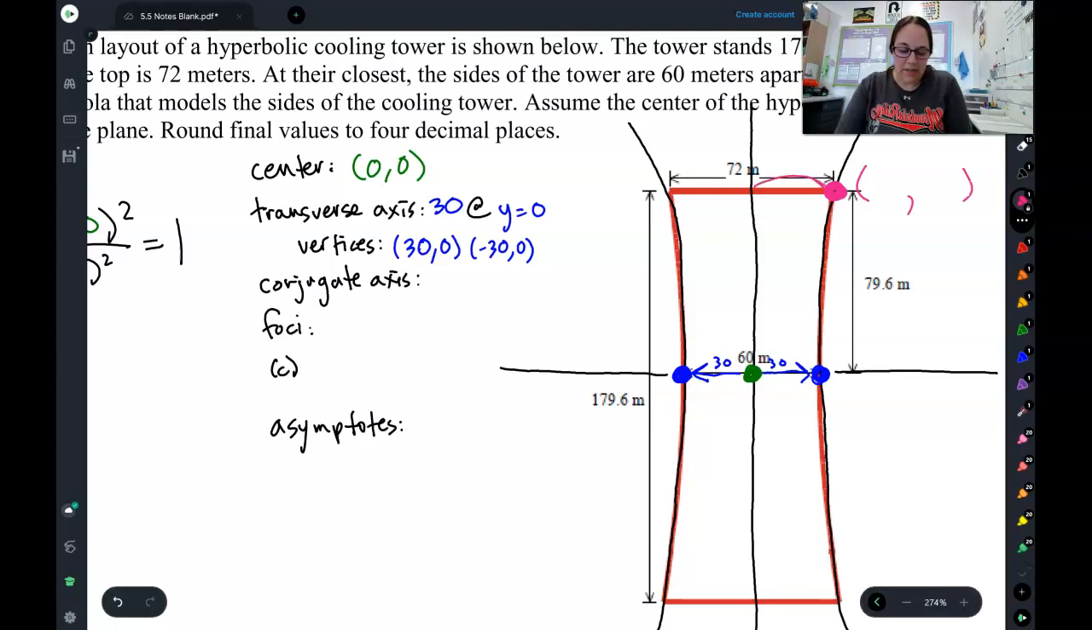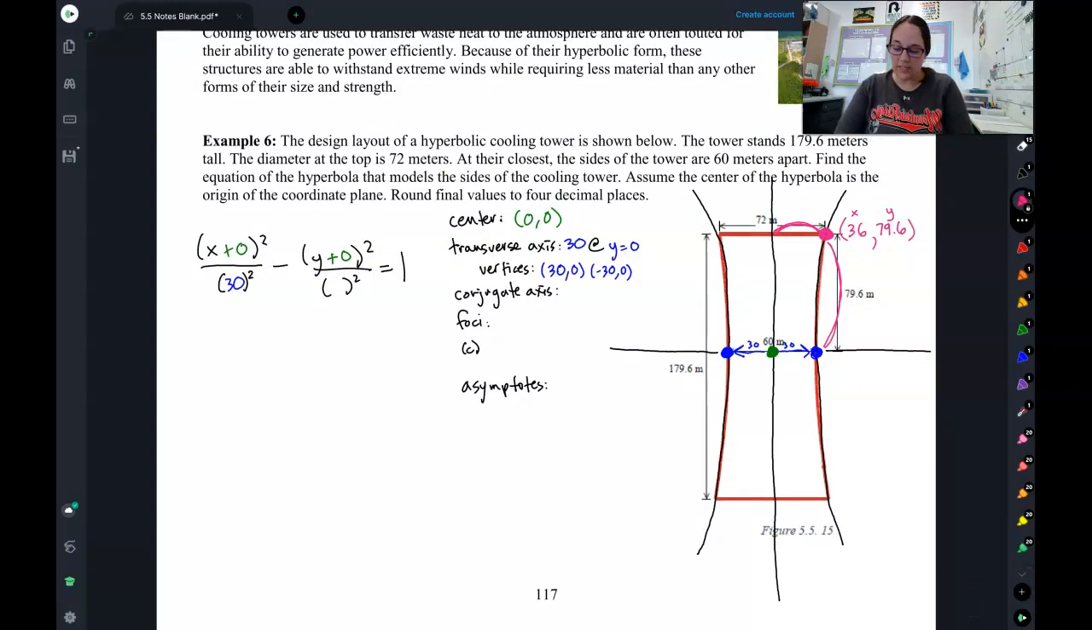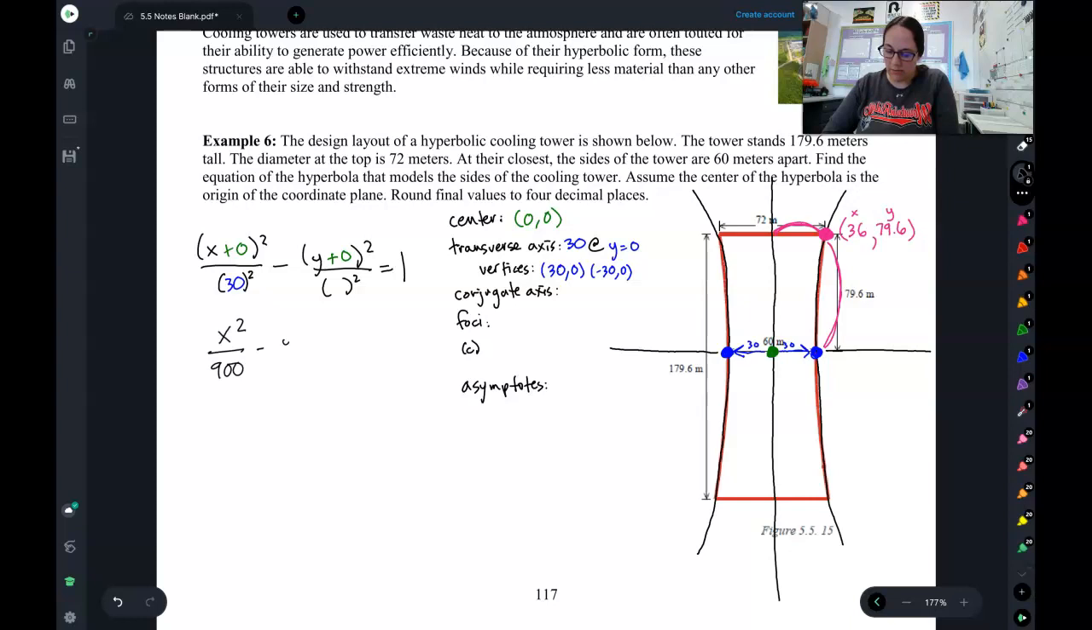I know the x is the side to side. So if this is 72 wide, then side to side is going to be 36. And I know that the up and down to that point is 79.6. So let's use this as an (x, y) point. Plug 36 in for x, plug 79.6 in for y, and then I can solve for my conjugate axis. So let's try that. Let's simplify this first. This is x squared over 900 minus y squared over something, don't really know what that is, equals 1.